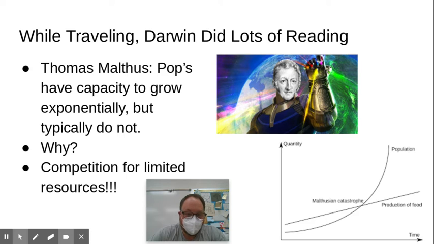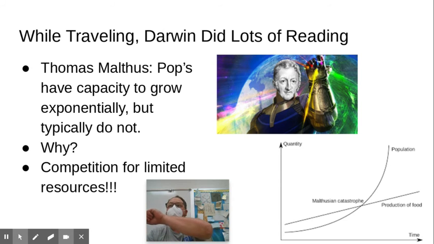So he did quite a bit of reading, and there were some individuals that had a lot of influence on Darwin's ideas that he ended up putting into his explanation for evolution. One such person was Thomas Malthus. I think of Malthus as Mr. Doom and Gloom. Malthus was an economist, and the point he made is that populations have the capacity to grow exponentially. And this is something to definitely record.